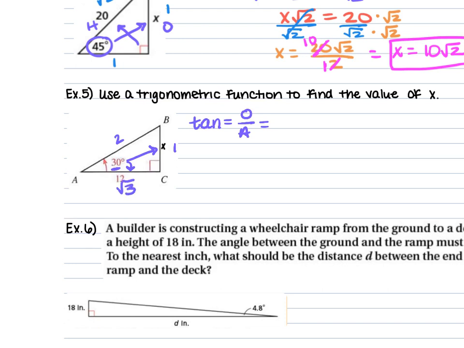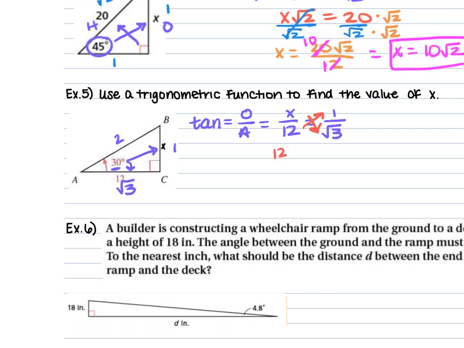So for opposite over adjacent, we're working with 1 and the square root of 3. We have x and 12. X is our opposite, 12 is our adjacent. Our 1 is also our opposite, and our square root of 3 is also our adjacent. So we are going to cross multiply with these.